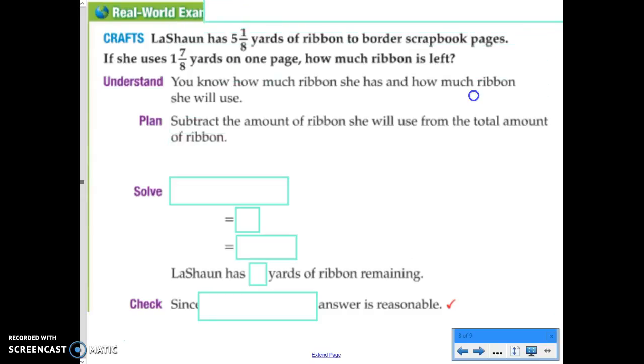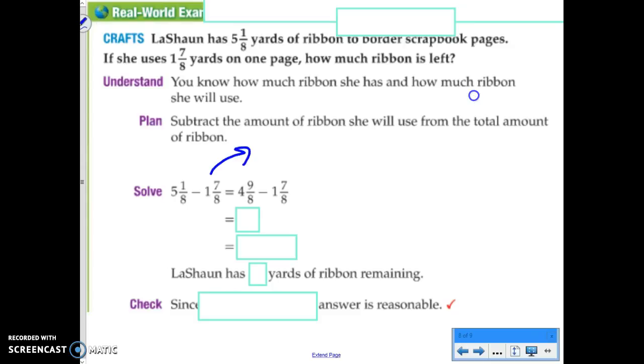So our plan then is to subtract the amount of ribbon she uses from the total amount that was there, from that original amount. So to solve it, we know we're going to take 5 1/8, which is the total number of yards that she had to start with, and we're going to subtract 1 7/8 from that. Now, because some of you are looking at this, and I should have just shown you this to start, you're looking at this and saying, hey, I really have 5 minus 1, and I also have 1/8 minus 7/8. Well, I don't have enough right now. If I start with 1, I don't have enough to take 7 away from that.